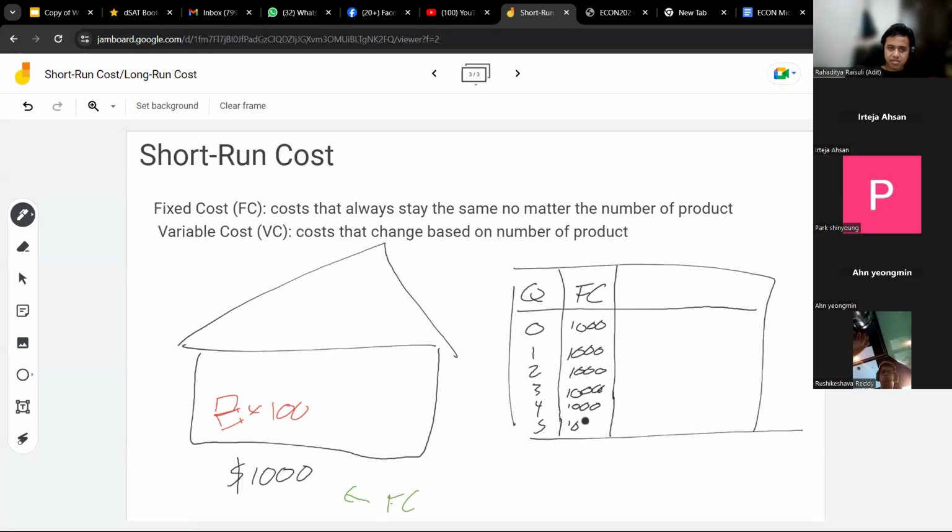Also, hello, Rishikesh, welcome. We changed topics to short run and long run because we noticed that was actually a bit more high priority compared to elasticity. So let's just say that. Okay.